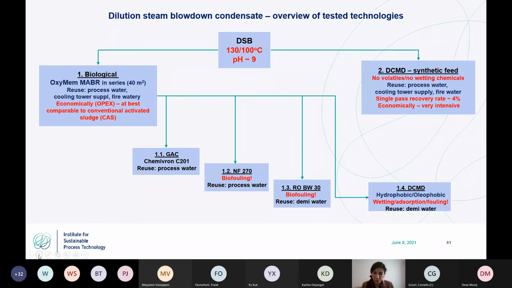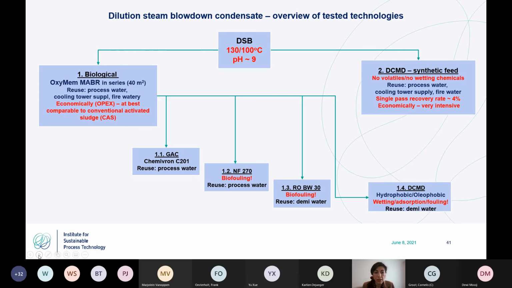To put it in a perspective, we tested the treatment of dilution steam blowdown condensate through direct contact membrane distillation with synthetic feed. What we concluded from this experiment is that no volatiles and no chemicals with wetting properties should be present in the feed. This technology is able to produce process water quality, but because of the low single-pass recovery rate, it's very economically intensive. The same final quality for reuse was produced by the Oxymem MABR system in series, but furthermore, because this technology has high operational costs, it's also evaluated as economically intensive.